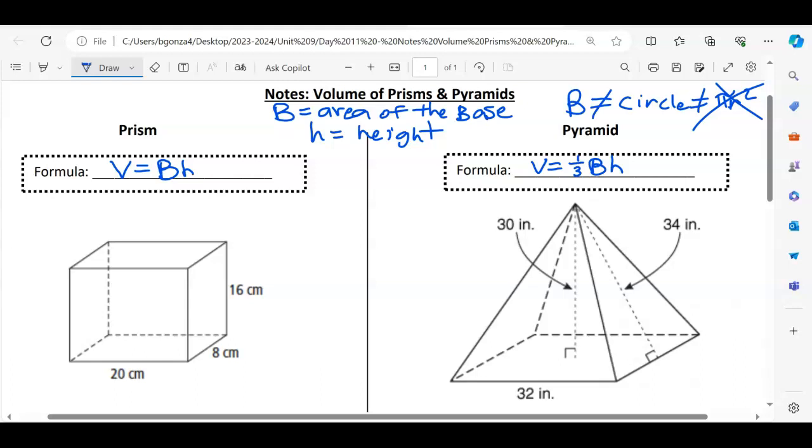Okay. You knew it was 3? All right. How did you know it was 3 before I even did it? Hey, it's in the formulas. It says 1/3 BH for the pyramid, which means 3 of them would be a whole prism. Okay? Remember, this only works if it has the exact same base, the exact same height.